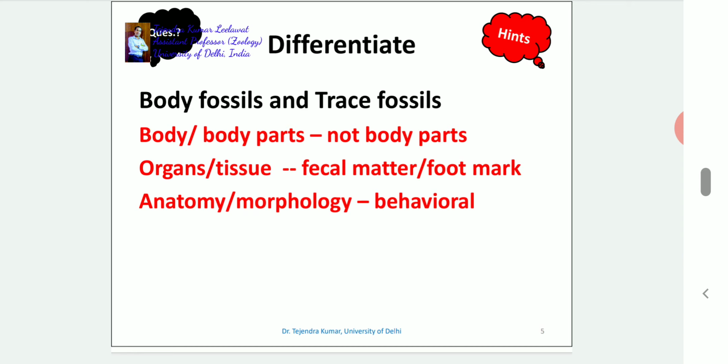Like, if you find some bony fossils or bony structure in the fossil, then you can easily say that this animal was like that at that time. But if you find a trace fossil, then you can only imagine. There is no clear-cut evidence of how that animal was.